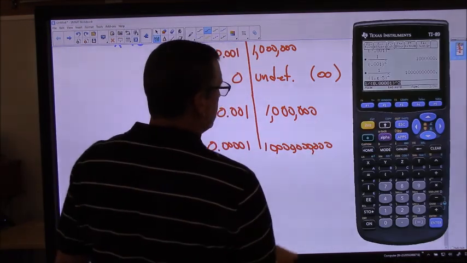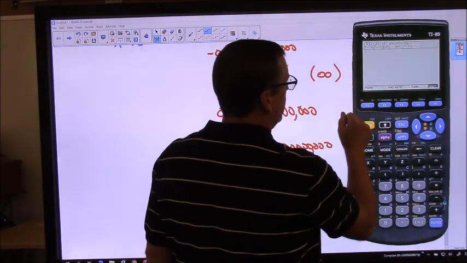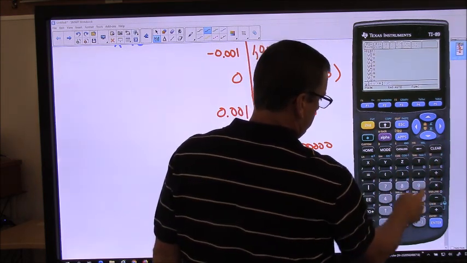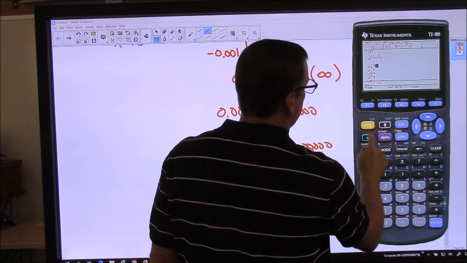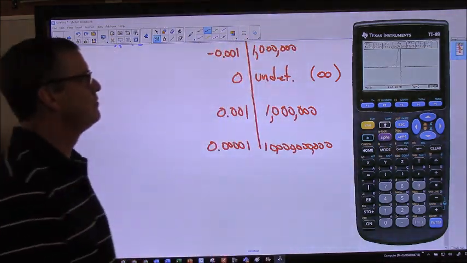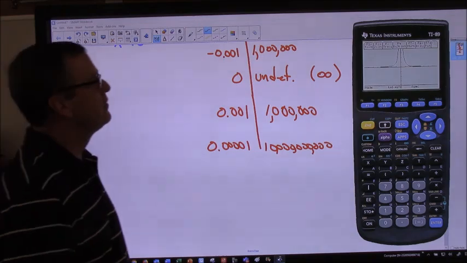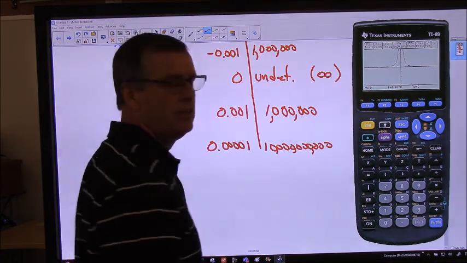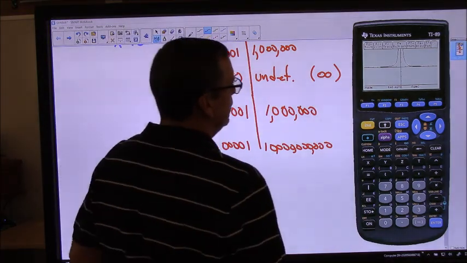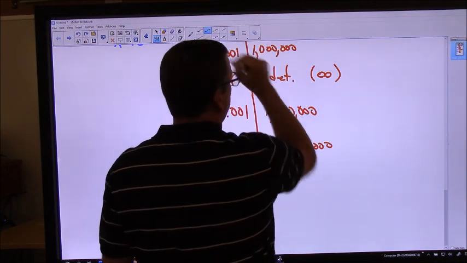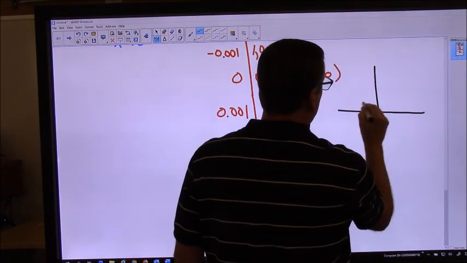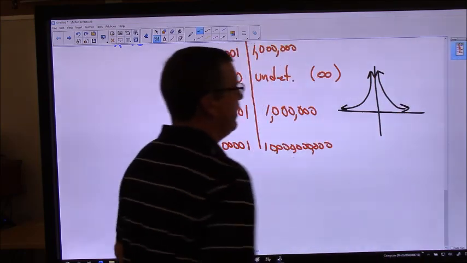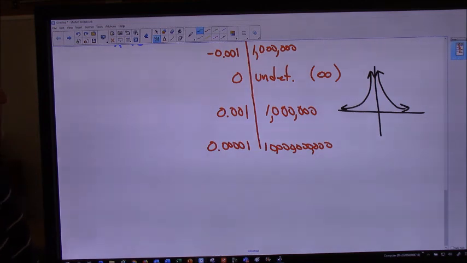Let's see what the graph looks like. So I'm going to go to my y equals, we'll clear this off. I'll do 1 divided by x squared, and then we'll graph that. Yeah. I suppose, how do I know it doesn't go up and then connect and come back down? I'd have to look at this a little bit closer. But from a graphical point of view, it looks like this is what's happening. And that would agree with the number infinity.